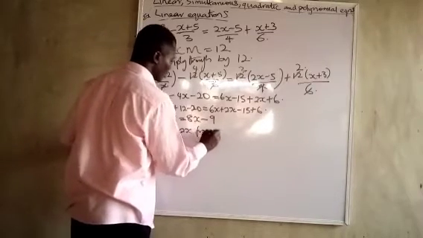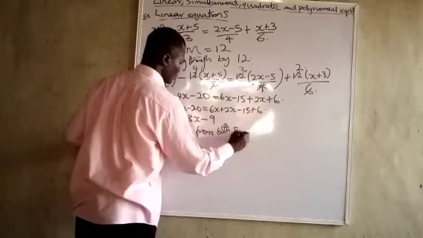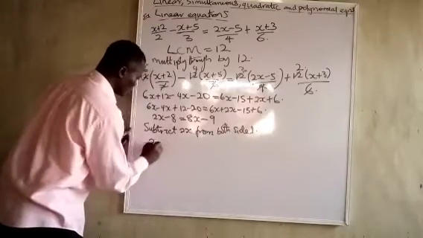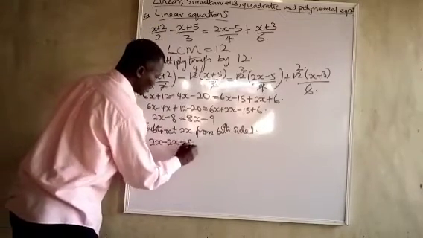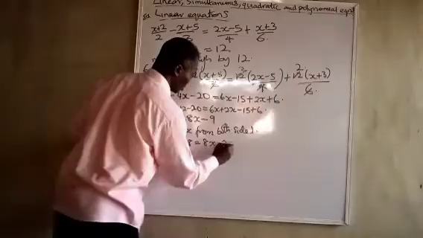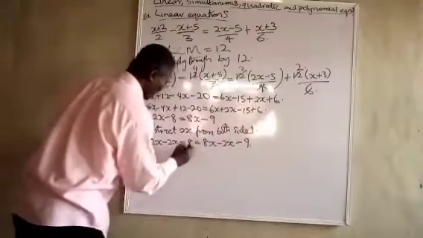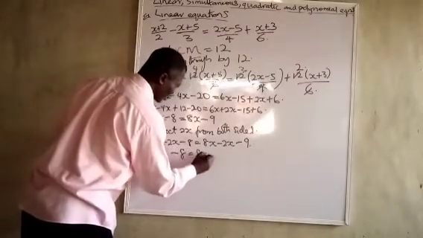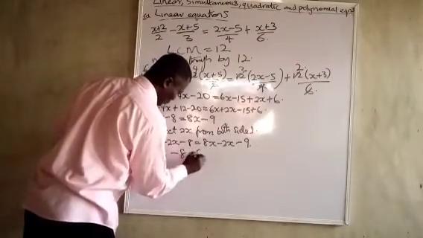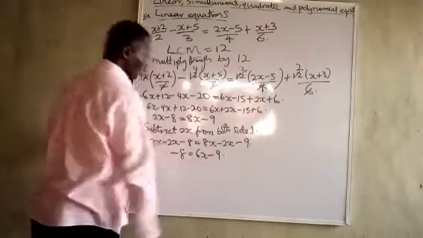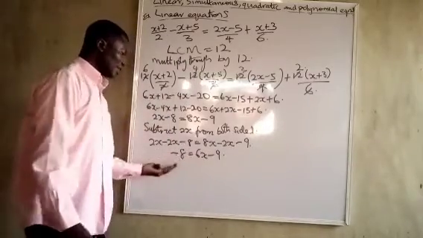2x from both sides. So I'm going to have 2x minus 2x minus 8 is equal to 8x minus 2x minus 9. So I have minus 8 is equal to 6x minus 9. Now, to remove this to this side, what do I do?